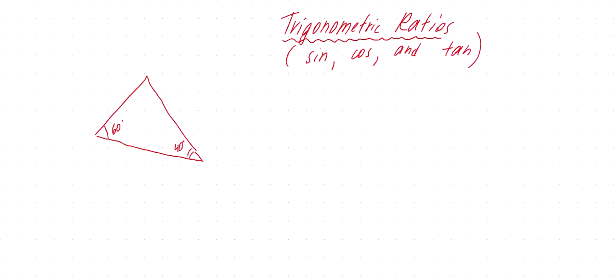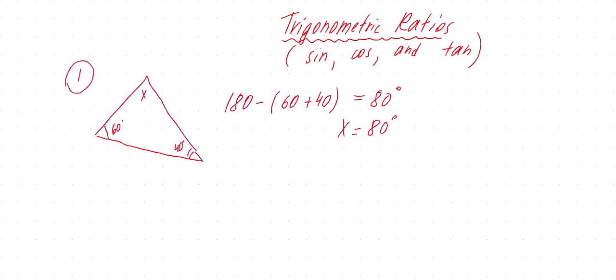If we have two angles, we can always find the third one by using the rule that all angle measures should add up to 180. So to find this angle, we take 180 minus the sum of the other two, and that will give us 80 degrees. So your missing angle is 80 degrees. This is the first tool we have for any triangle, any, right?